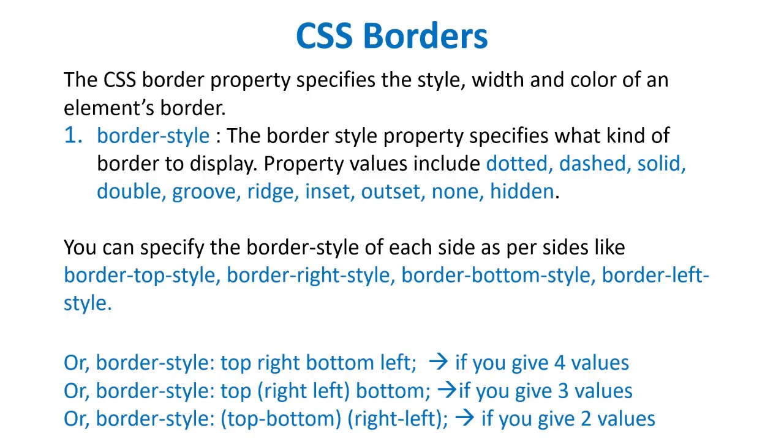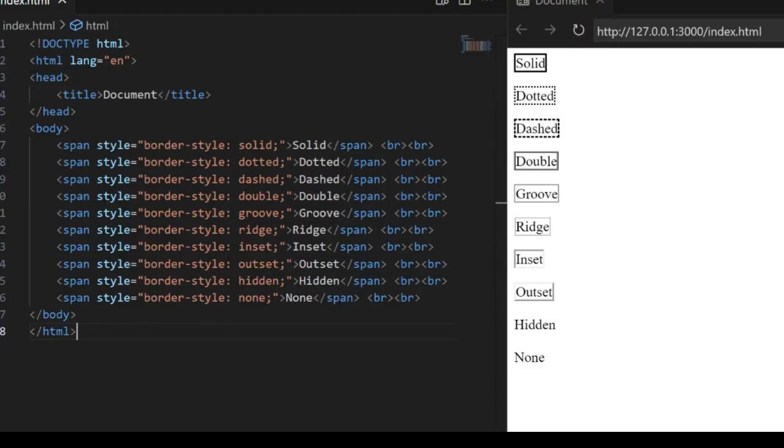The CSS border property specifies the style, width, and color of an element's border. Border style. The border-style property specifies what kind of border to display. Property values include dotted, dashed, solid, double, groove, ridge, inset, outset, none, hidden.